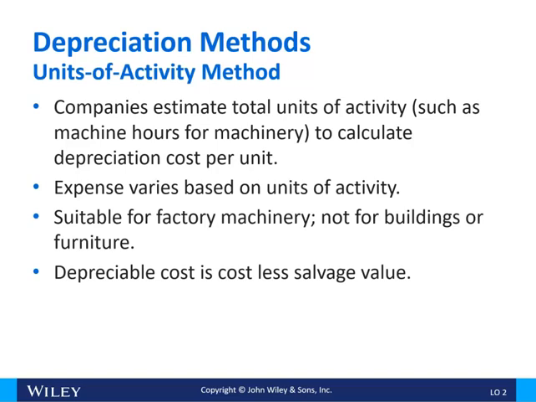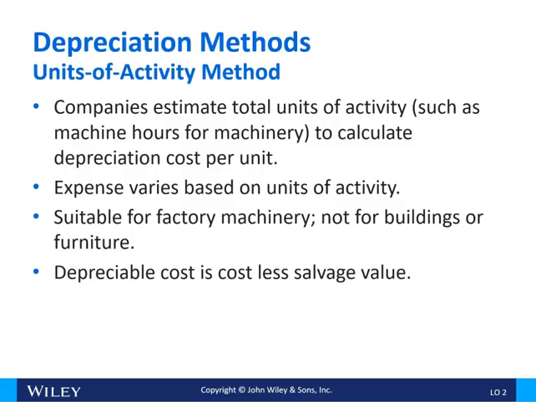Okay. Now let's look at the units of activity method. So companies estimate total units of activity. So machine hours for machinery, miles for a delivery truck. So something that makes sense for the piece of the asset that you're going to depreciate.